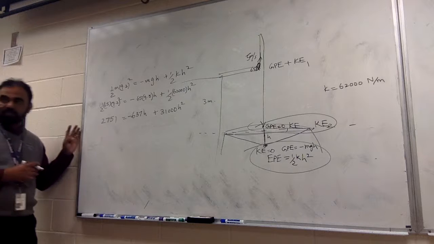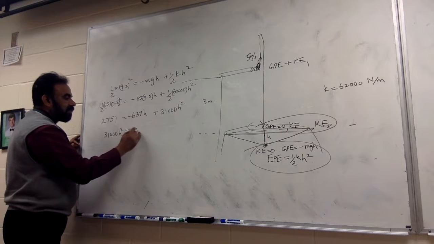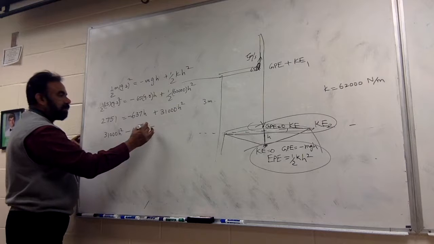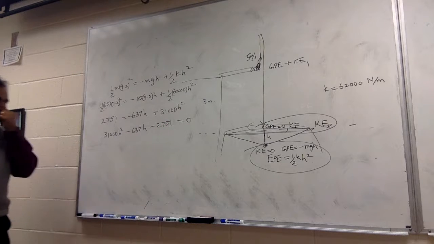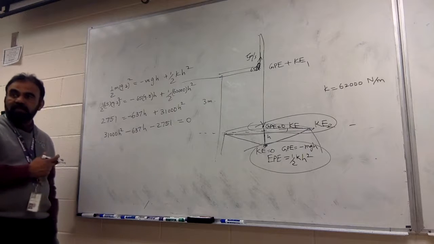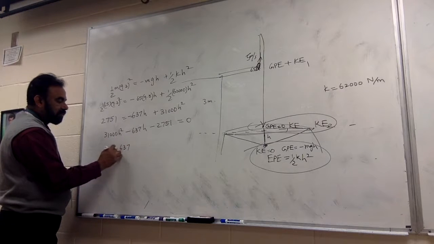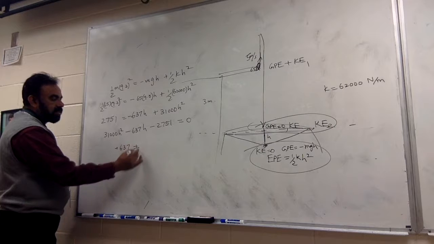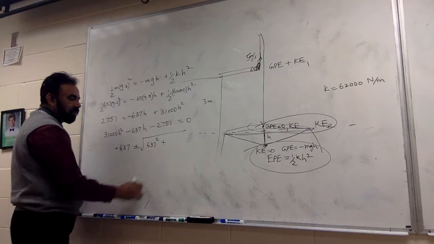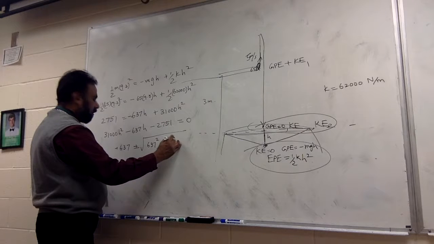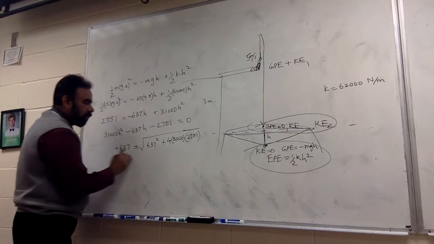Now what you do is shuffle it up in such a way that it makes it into a quadratic equation. 31,000 h squared minus 637 h minus 2751 equal to 0. Okay? And then use the equation minus b plus or minus square root of b squared minus 4 times a times c, so it's already plus because of this. 4 times 31,000 times 2751, over 2a.